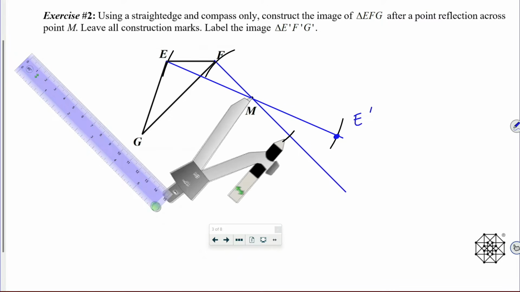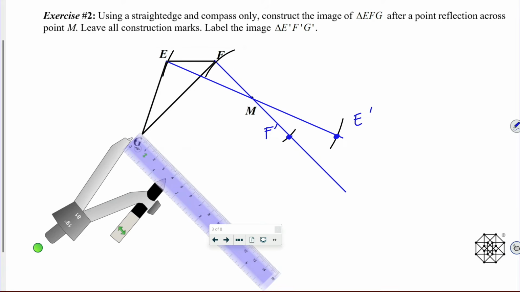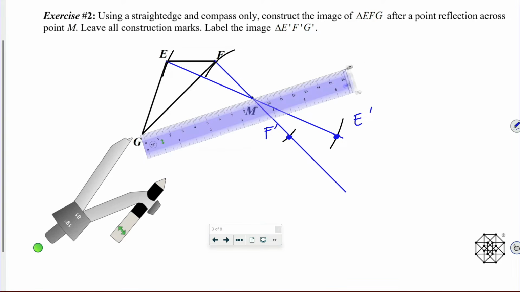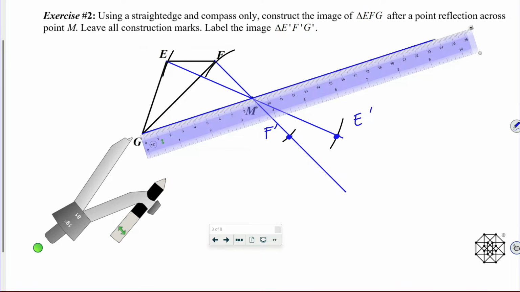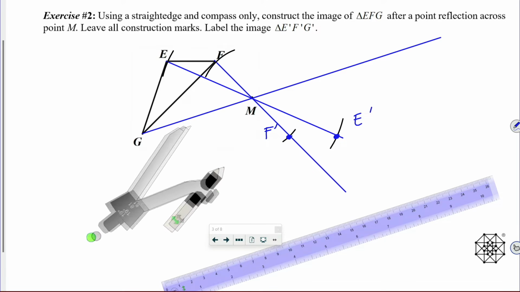And now let's find out where the point is over here. Great. So that's going to be F prime. And then finally for G, same song, third verse. All right, we're gonna have to stretch my ruler out a bit. All right, not sure where G prime is, but it's somewhere up there.